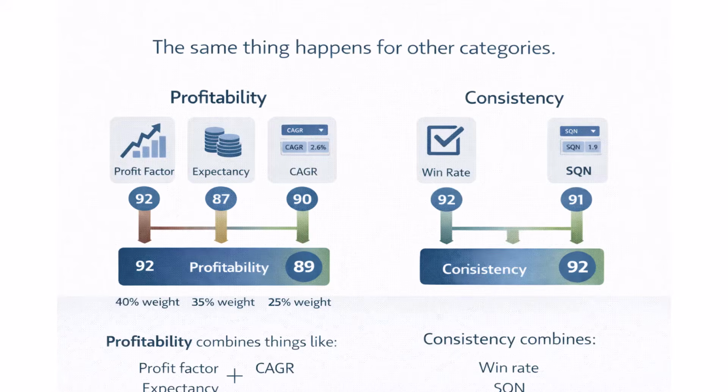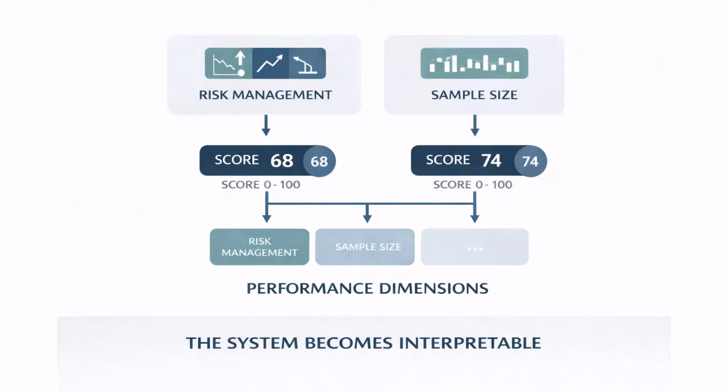And the same thing can happen for all categories as well. Profitability combines things like profit factor, expectancy and CAGR, and consistency can be represented by a combination of win rate and SQN. Risk management focuses on drawdown, and the sample size looks at how many trades the strategy actually took. Each group produces its own component score, again from 0 to 100. And now you can see that instead of juggling 10 or 15 raw metrics, we are working with small sets of meaningful performance dimensions. And this does two very useful things.